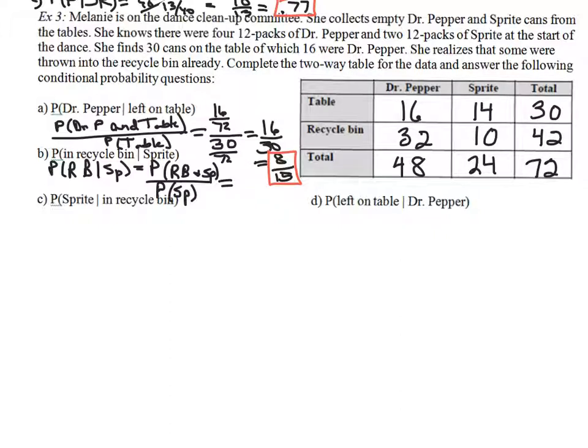So for this one, recycle bin and Sprite gives us 10 cans out of 72, divided by the probability of Sprite, there were 24 cans out of 72 that were Sprite. So canceling off the 72s, I get 10 over 24. And in this case, I'm ending up with 5/12 of the cans.